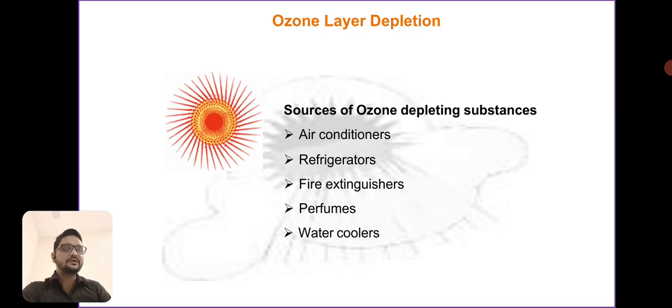Now, what are the sources of ozone layer depleting substances? Means, for ozone layer depletion, what are the major sources? First is air conditioner, second is refrigerator, third is fire extinguishers, fourth is perfume, and fifth one is water coolers. These are the major sources of ozone depleting substances.